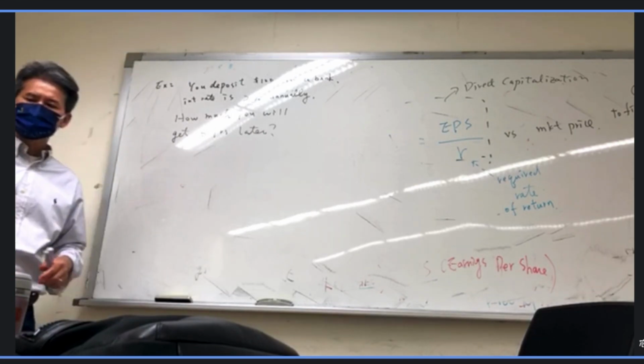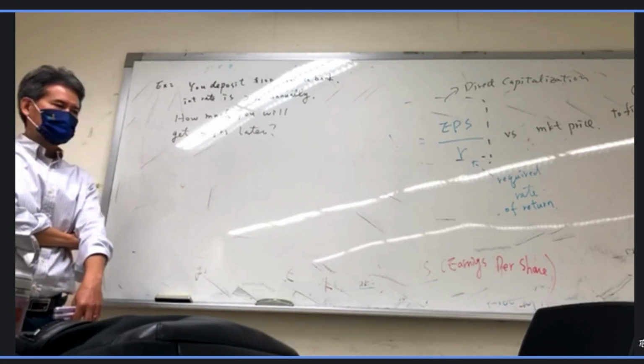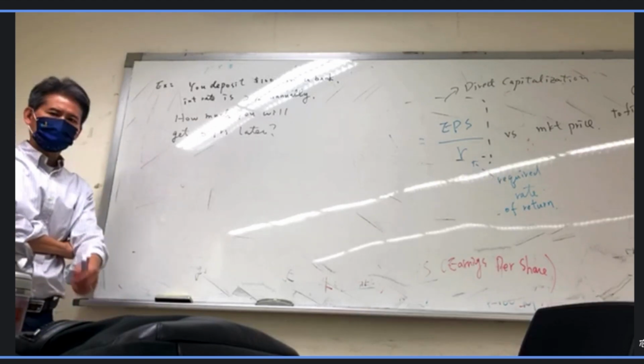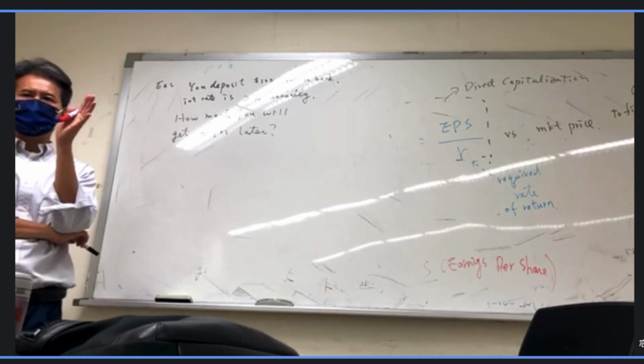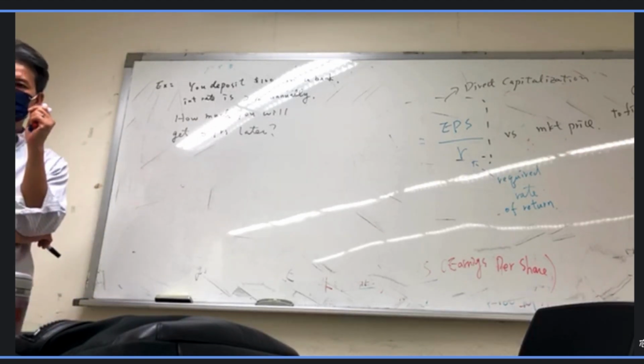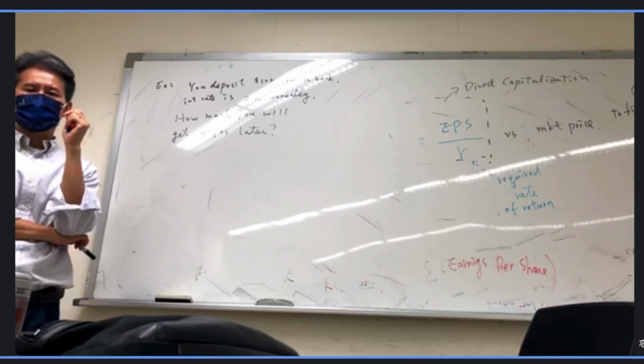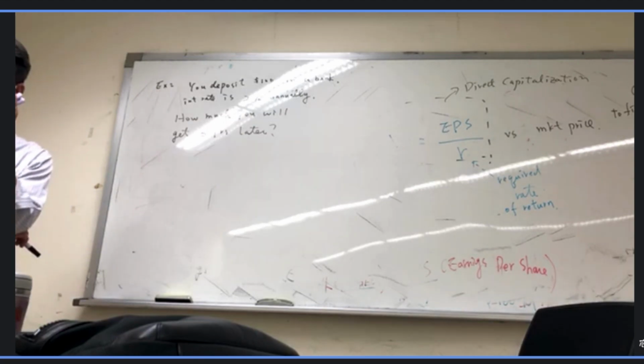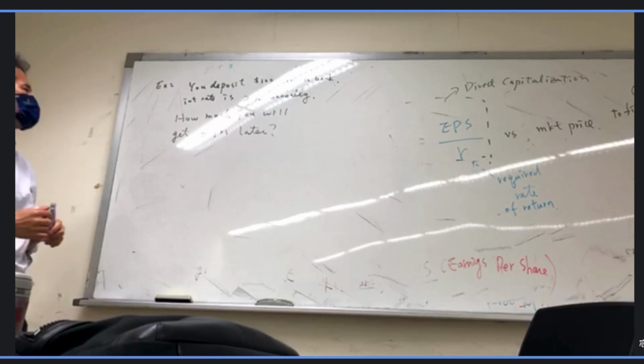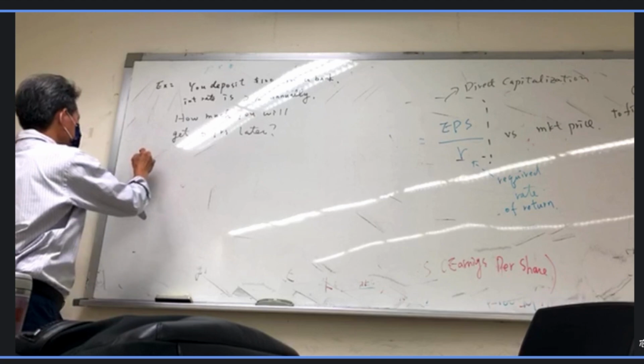Okay, so you deposit 100 with annual rate 2%. All right, how much you will get in 2 years, 5 years? So this is the easiest one.